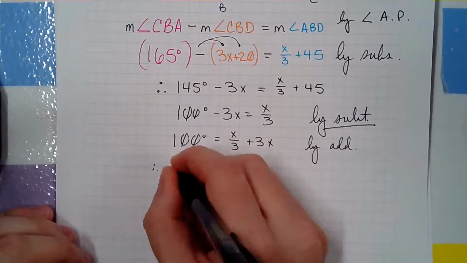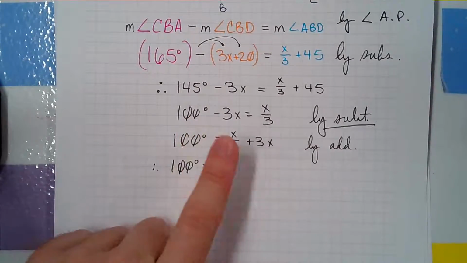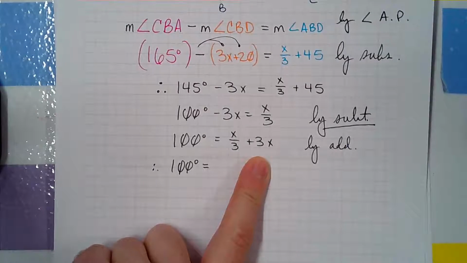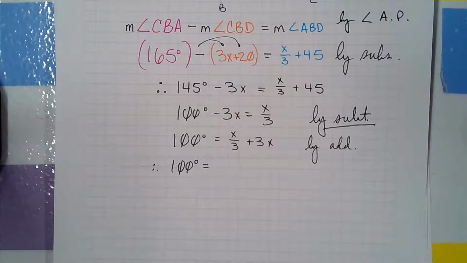So what we're going to have is 100 degrees equals, if I've got a third of an x here, the question is how many thirds of x do I have here, right? Well, 1x has how many thirds in it? 3 thirds, right?